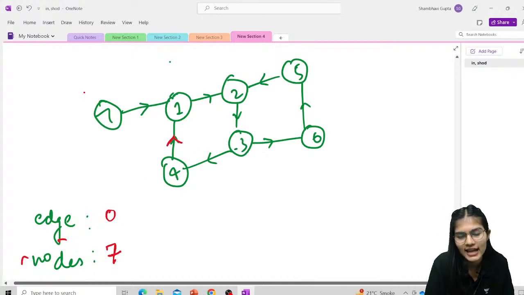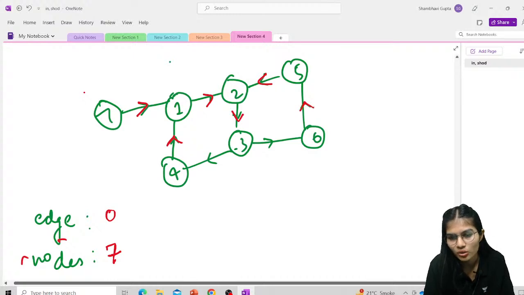See, 4 is redirecting to 1, means 4 is a branch. Okay? 7 is redirecting to 1, means 7 is also a branch. 1 is branching towards 2. 2 is branching towards 3. 5 is branching to 2, right? 6 is branching to 5. 3 is again branching to 6 and 3 is again branching to 4.